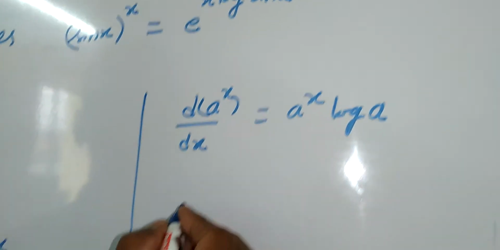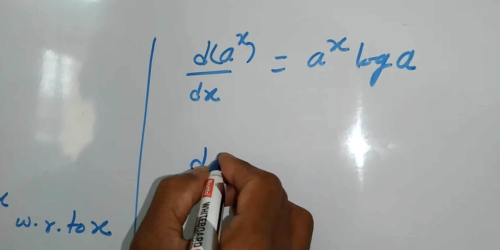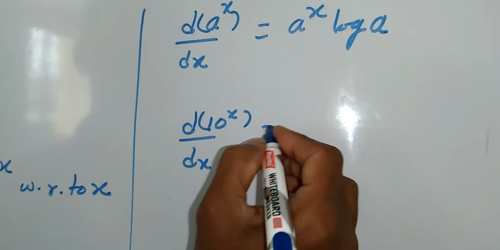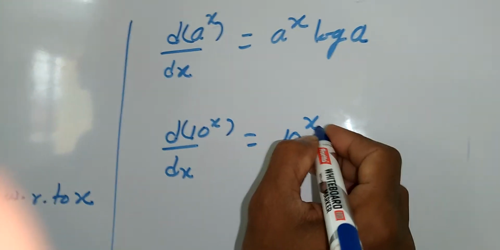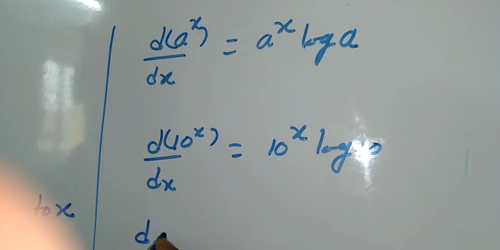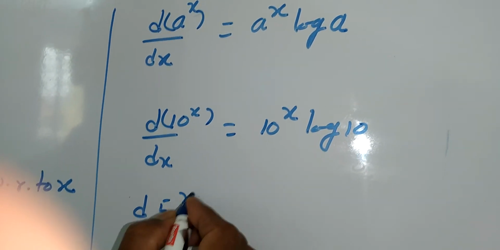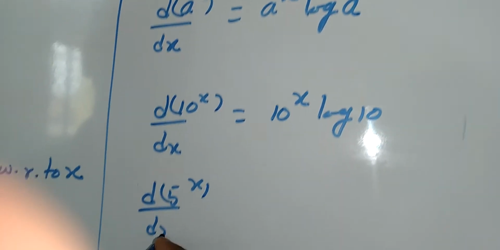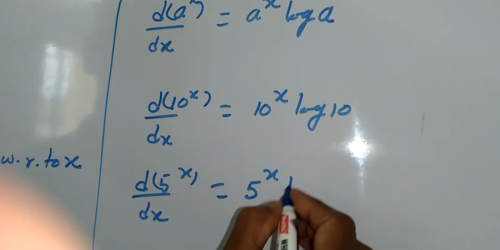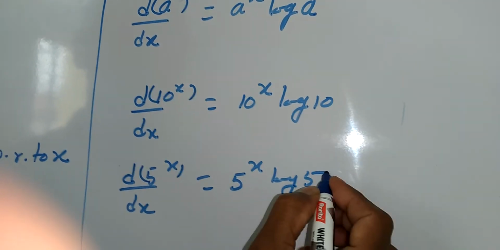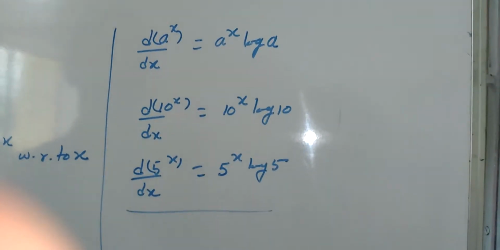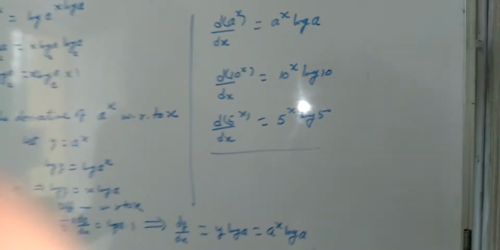In the same way, the derivative of 10 to the power x is equal to 10 to the power x log 10, and the derivative of 5 to the power x is equal to 5 to the power x log 5. So we will use this formula directly in solving questions.